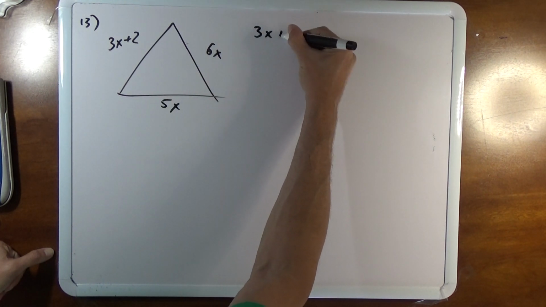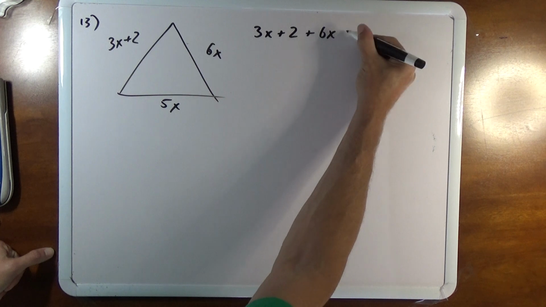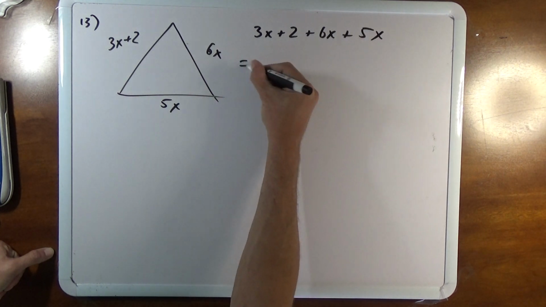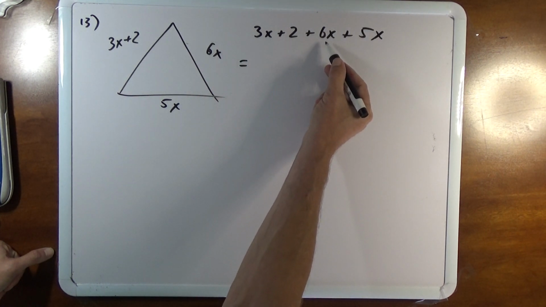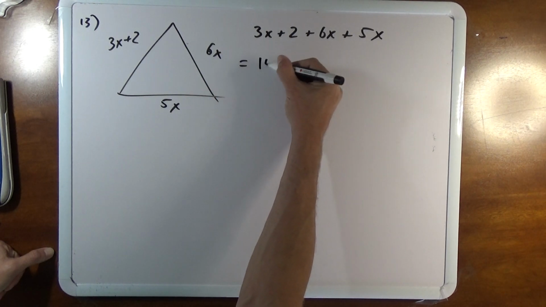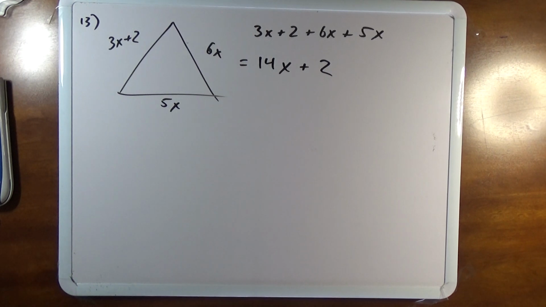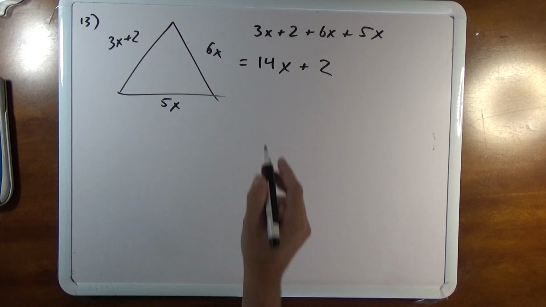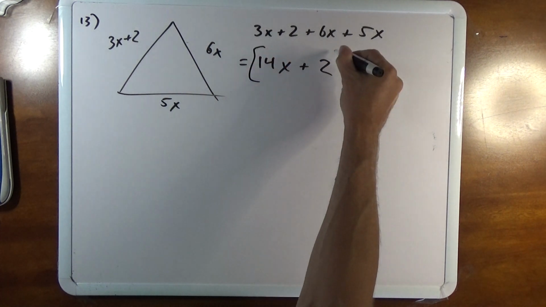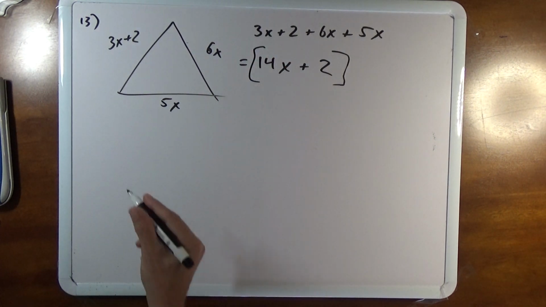So 3x plus 2 plus 6x plus 5x. 3x plus 6x is 9x plus 5x is 14x plus 2. And I don't know what x is, and we don't have units, so you can't say what the perimeter is as far as a number because we don't know what x is. It's 9, 14, yeah, but they want 14x plus 2. Just to know that to do the perimeter.